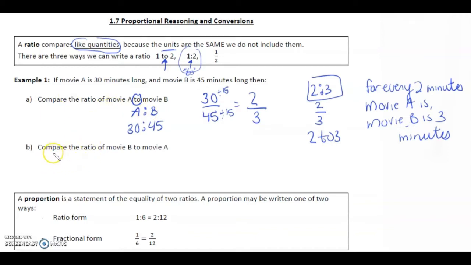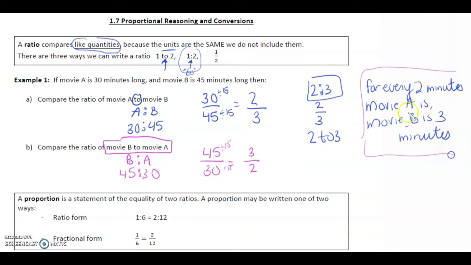Okay, now let's do the same thing, but let's compare the ratio of movie B to movie A. So this time we're going B to A, and the order here is important. So B is 45, A is 30. Let's put this as a fraction, 45 to 30. Okay, again, we're dividing by 15, so same idea, 3 to 2. The question doesn't ask us to interpret this, but our interpretation here is going to be approximately the same. For every 3 minutes movie B is, movie A is 2 minutes.